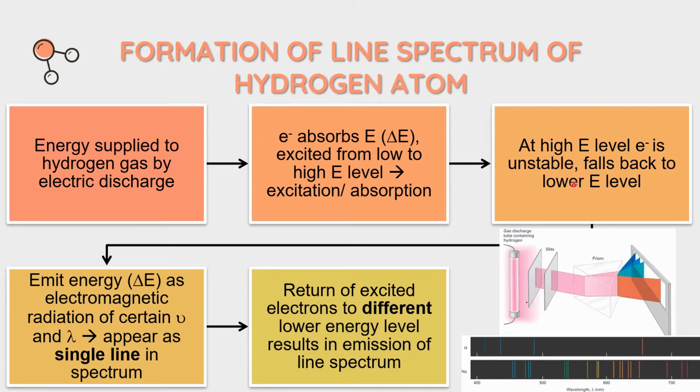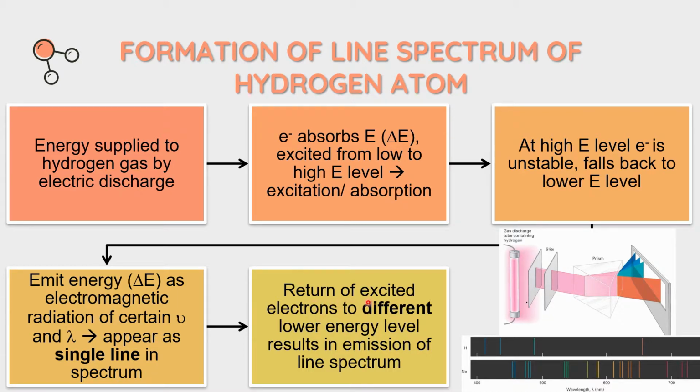At the high energy level, the electron is highly unstable and after some time, it will fall back to the lower energy level. During the process of the electron falling back to the lower energy level, energy will be emitted as electromagnetic radiation having a certain frequency and wavelength. So the energy emitted with a certain frequency and wavelength will appear as a single line in the spectrum. Different amounts of energy with different values of wavelength and frequency will appear as different lines in the spectrum.